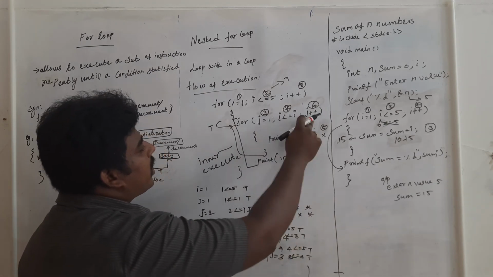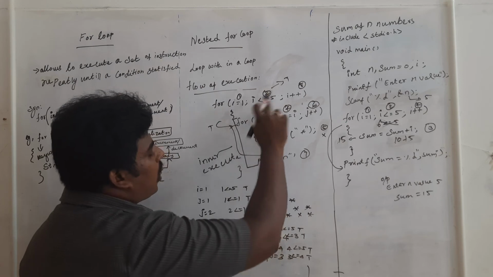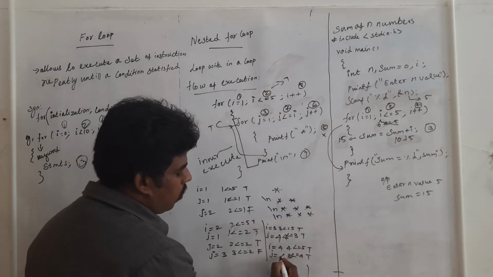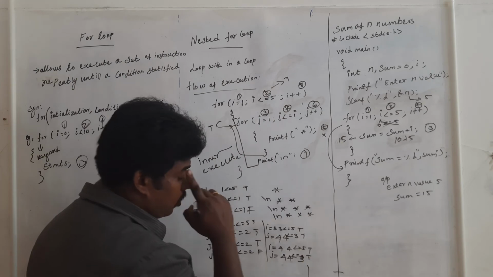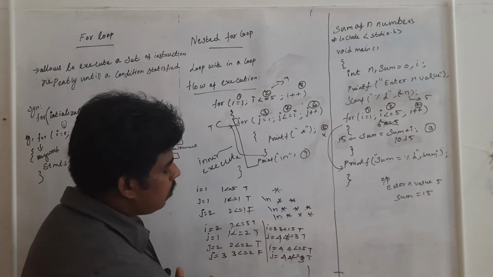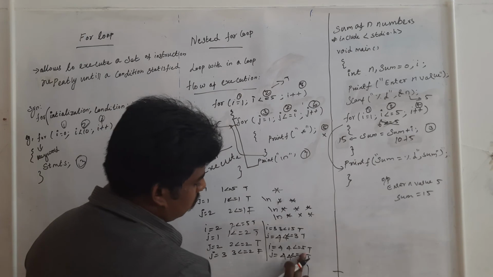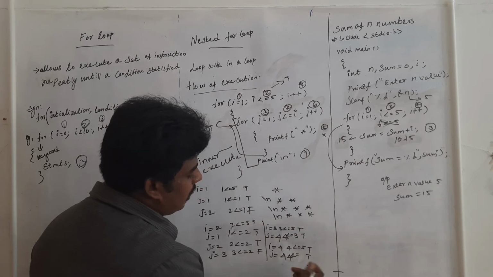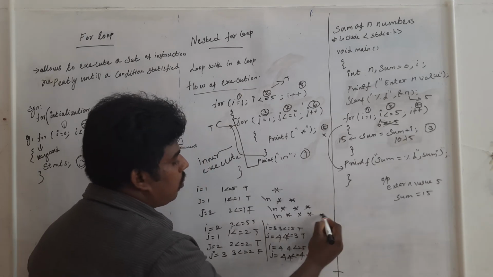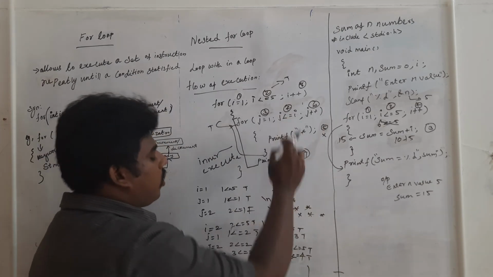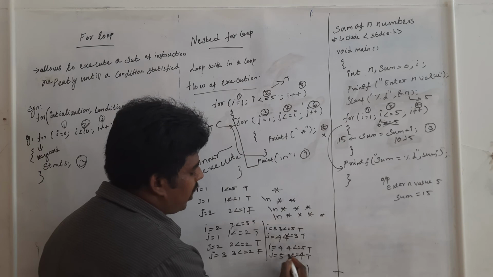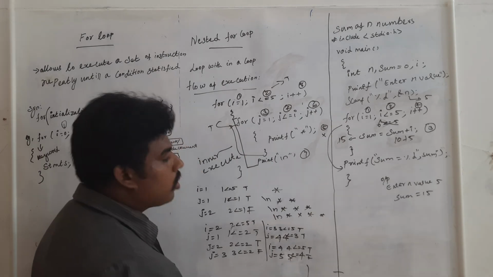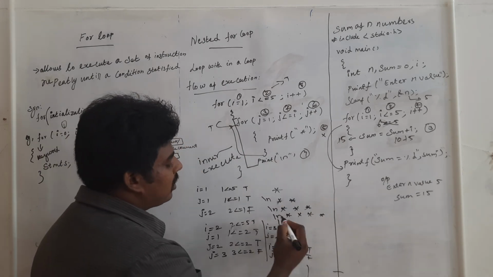Now j value is incremented to 4. So 4 less than equal to 4 here also, so 1 more star. Now j value equal to 5. Here false, right? j is 5, so 5 less than equal to 4, condition false. So what will happen? Again slash n.